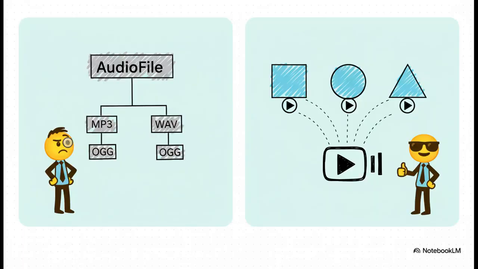Look at the difference here. Classical polymorphism says an object is a certain type. It must be a subclass of audio file. But Python's duck typing? It just asks what the object does. Does it have a .play method? Cool, then I can play it. It doesn't need to inherit from anything. This makes your code so much more flexible because you're focused on behavior, not some strict family tree.